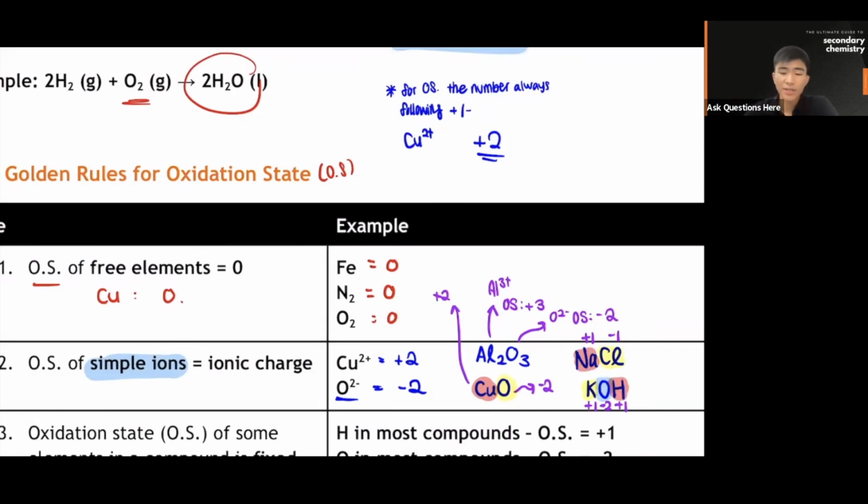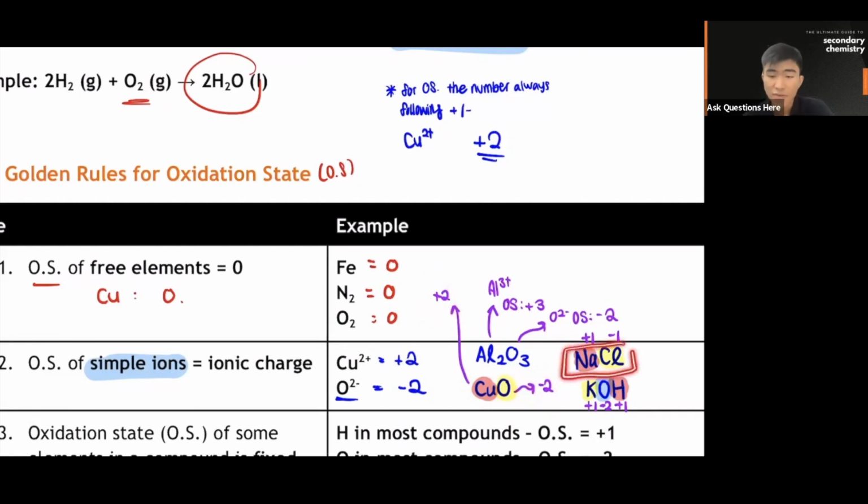I've done some color coding for you. So let's look at copper oxide first. Copper oxide is an ionic compound, right? Because it is metal plus non-metal. Agree with me? So we have copper over here, which is +2 charge, and oxygen over here, which is -2 charge. Therefore, the oxidation state of copper is +2, and oxygen is -2.